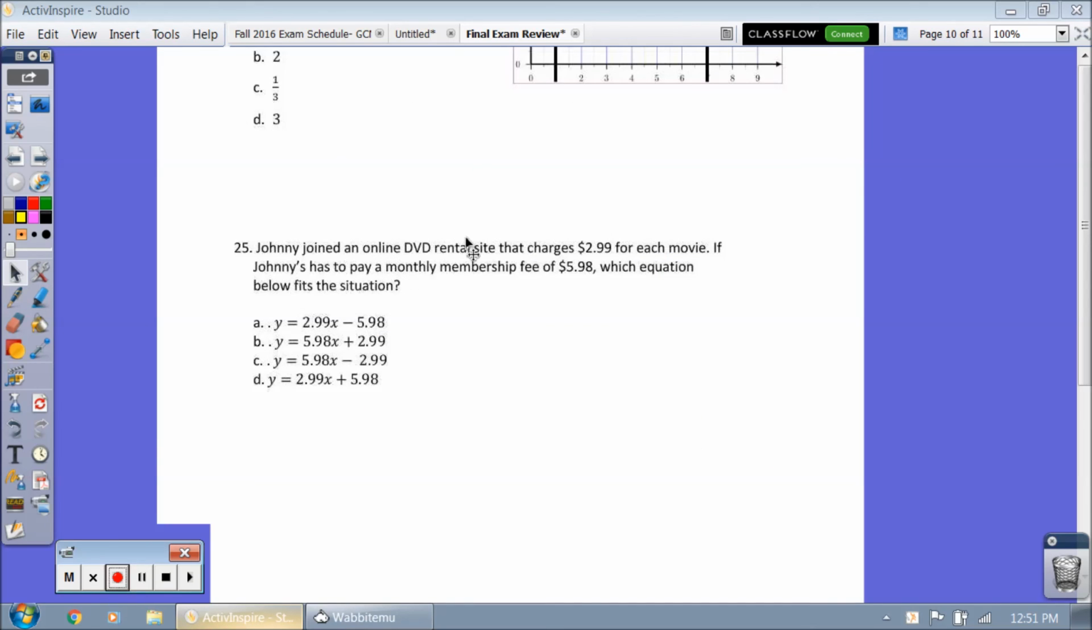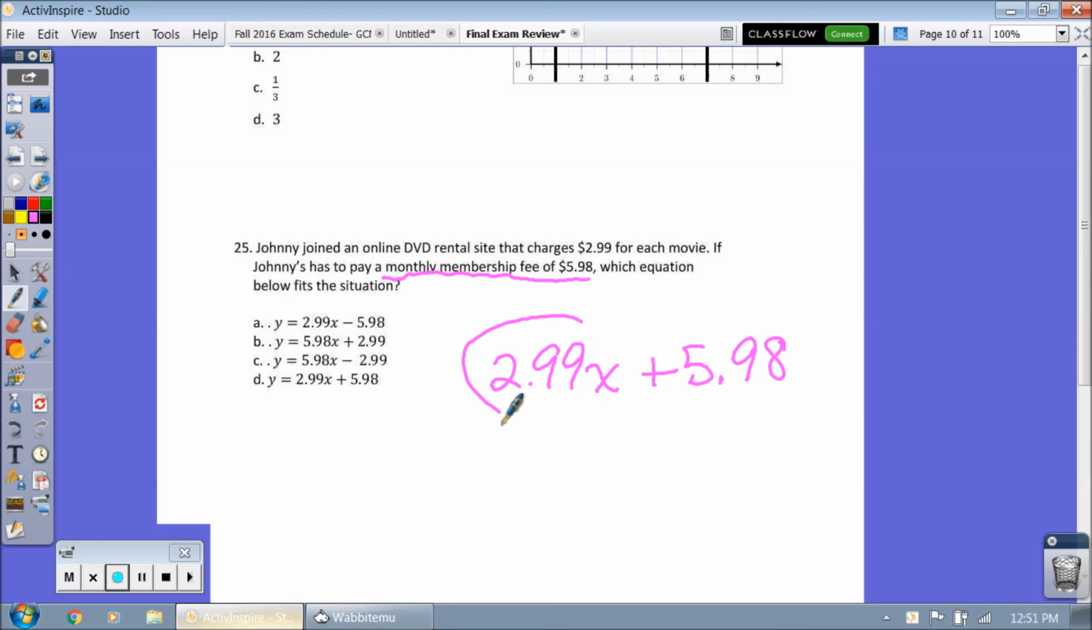Johnny joined an online DVD rental site that charges $2.99 for each movie, so it's $2.99 for one, and then another $2.99, and another $2.99. Well, we could write that as $2.99 times the number of movies that he might rent, and there's a flat monthly fee of $5.98. So if he rents 0 movies, which means he rents nothing, he still pays $5.98. So you just match up the equation that represents that. Your answer is D.